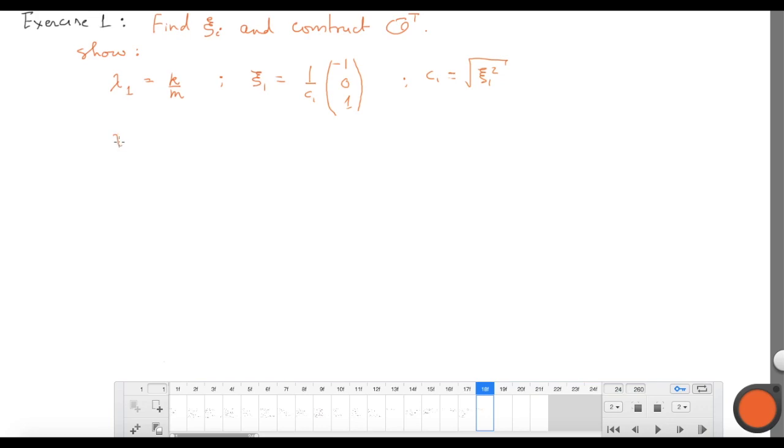And also, please find the eigenvector corresponding to this eigenvalue, which I'm writing now. These are the ones which we found earlier, right? So just find xi2. Xi2 is, again, you have to normalize, so I'm dividing by 1 over c2, which you should find. And you'll find when you calculate the eigenvector, this is minus 2 small m over capital M, and square root.